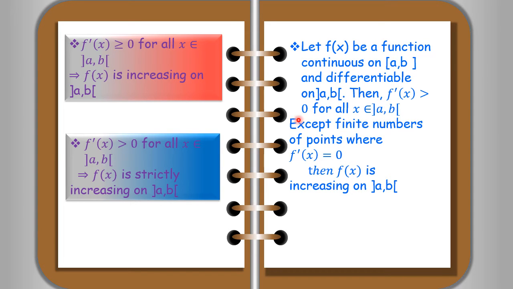And one thing I can conclude from this derivative form: if the first derivative is greater than 0 all over the open interval (a, b) except at some finite number of points, where the first derivative is equal to 0, that time also the function is increasing. You can show it as previously, using the mean value theorem. You can also show these problems.